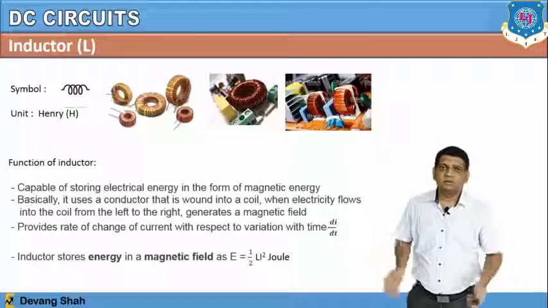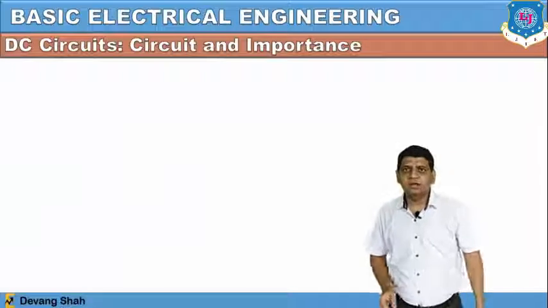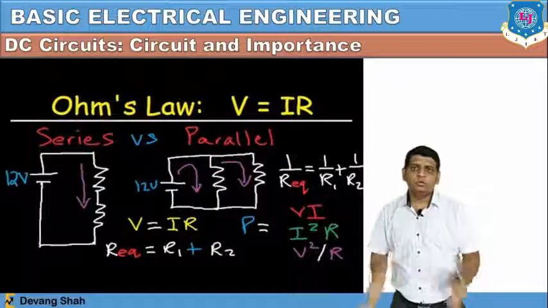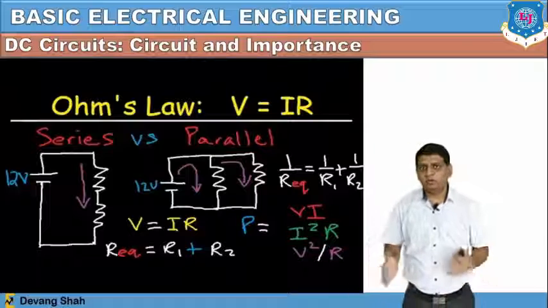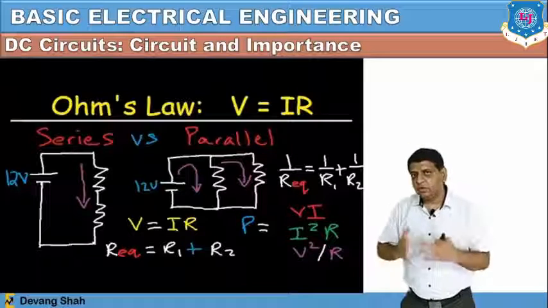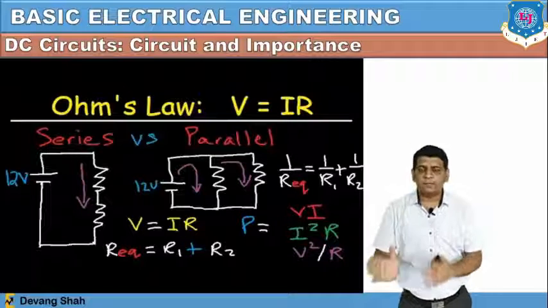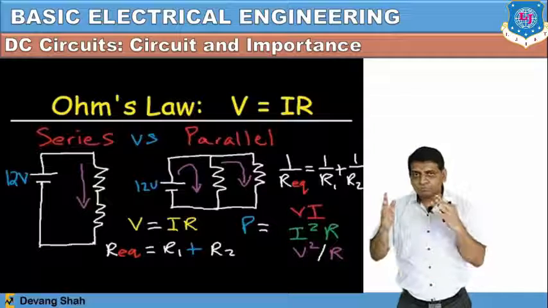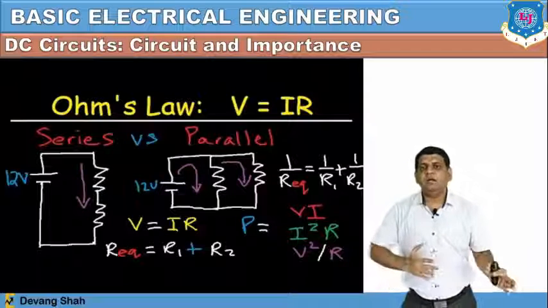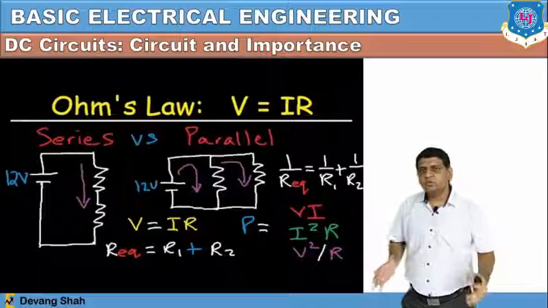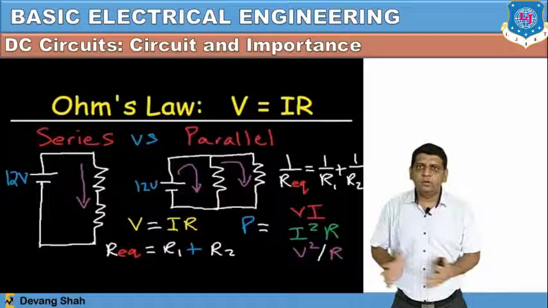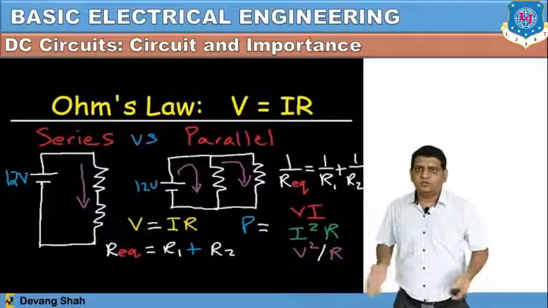Right, so this is about the RLC circuit. Now if you recap everything, the most important part is Ohm's law, where you find three important equations, and that gives you the relation between voltage, resistance and current. And based on this, if you learn about series and parallel, you will have the respective equations, right?